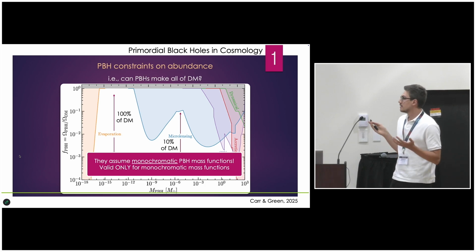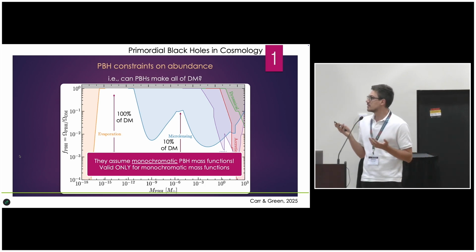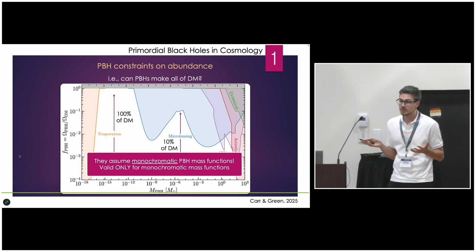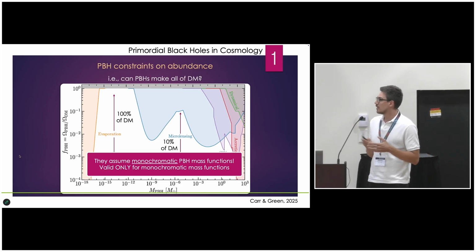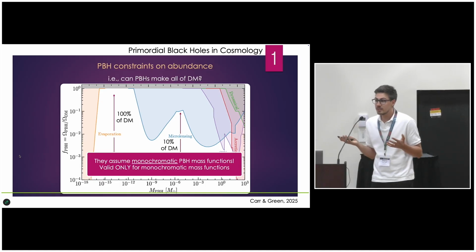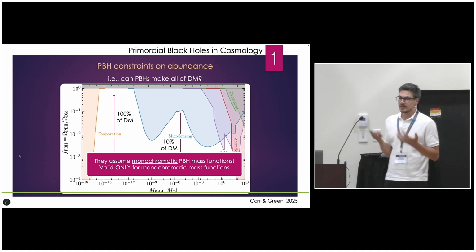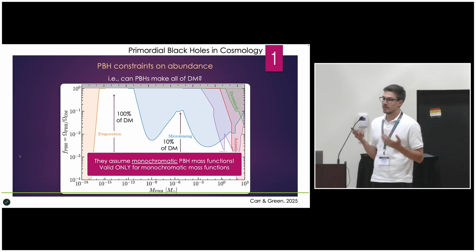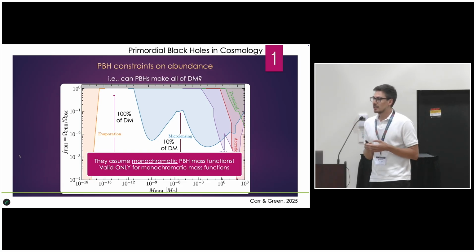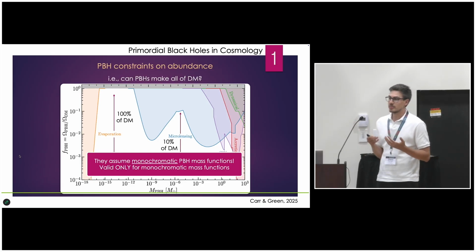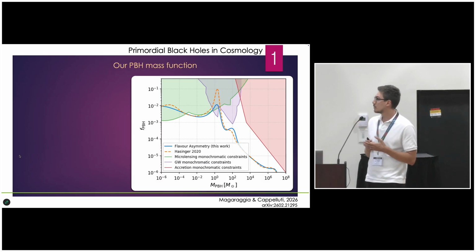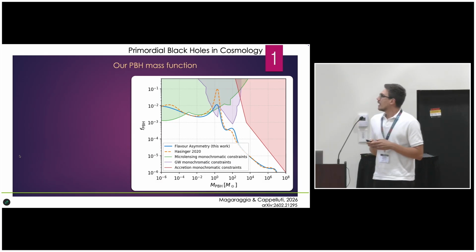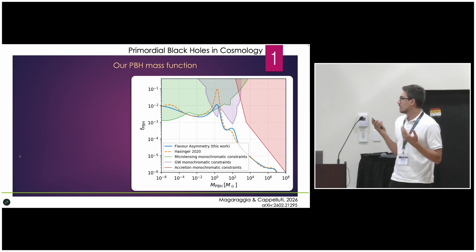Big caveat, all of these constraints assume monochromatic PBH mass functions, so they're technically just useful for monochromatic mass functions. When we have an extended mass function, these constraints are not really exact. They have to be recomputed, and so usually they're more relaxed when we have an extended mass function. Having said that, here in blue, I present you our proposed PBH mass function. And you can see that it's feasible.